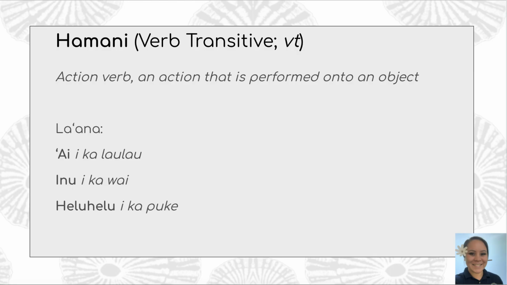So, for the first example, 'ai or to eat. Yeah, you can 'ai i ka lau lau or eat the lau lau. Inu, we can inu i ka wai or inu i ka pia. Inu i ka wai hua 'ai, yeah, drink the juice, drink the water. And then heluhelu, yeah, read or to read. We can read the book. Heluhelu i ka puke. Again, an action that is performed onto an object.